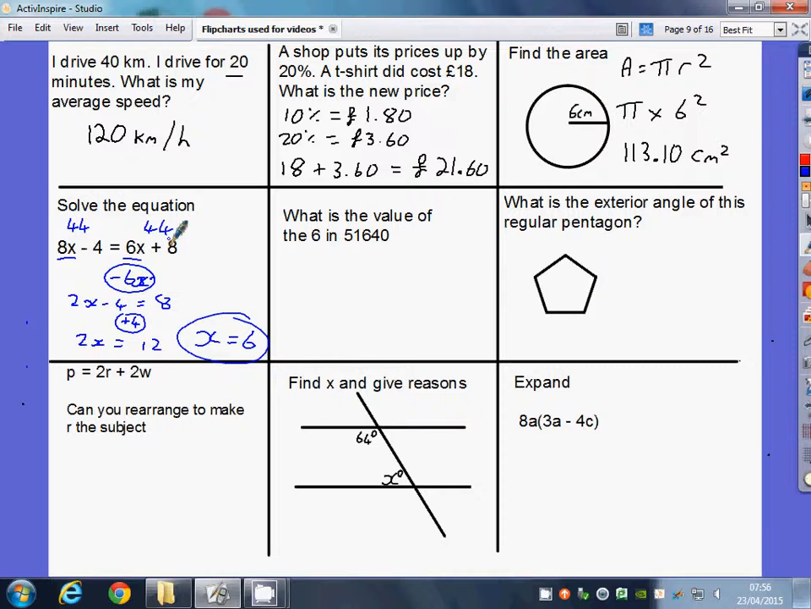Question number 5. What is the value of the 6 in 51,640? Well, you almost said, didn't you?